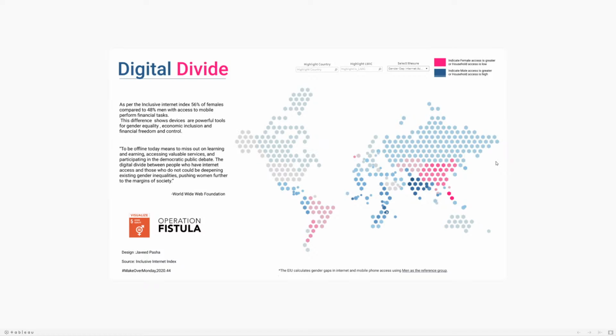Some are multiple. So I find that quite confusing. What I don't like, I was just about to say, I like the strong use of the color, but I don't understand. So pink indicates female access is greater or household access is low. Why would you use the same color to mean two different things in a single description? I don't understand. But I think it's probably because I have to select the measure.